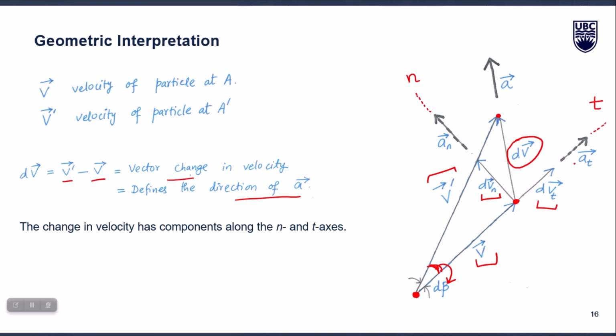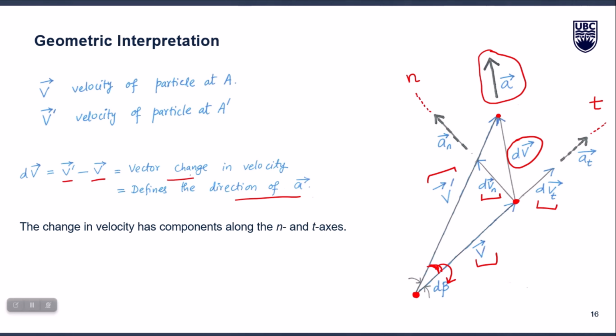Obviously the acceleration's t component will be in the direction of dv sub t, right? Acceleration is the change in velocity divided by change in time, right? So dv sub t will have the same direction as a sub t, the acceleration's t component, and similarly dv sub n will be the n component of dv, and the n component of acceleration will also be in the same direction, right? The total acceleration vector will be in the same direction as the change in velocity vector, so you will have the acceleration vector in the same direction as dv, right?